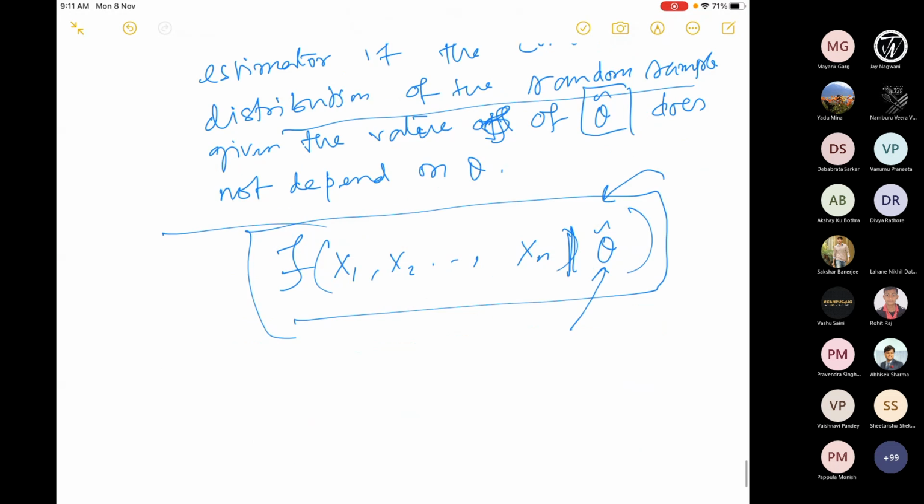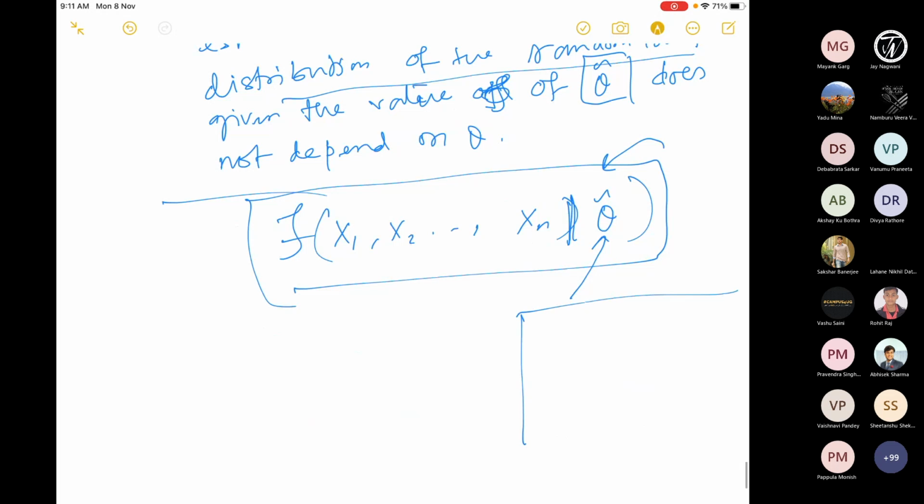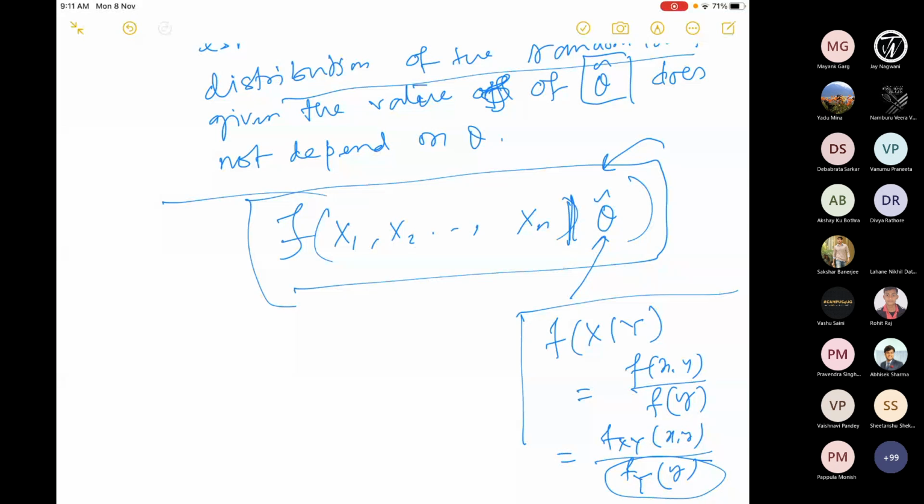See, how do I calculate the conditional PDF of, let's say, x given y? This is f of x, y divided by f of y, right? This is how we defined the conditional density before. So the denominator is the PDF of the estimator here. But the density of the estimator is not known.